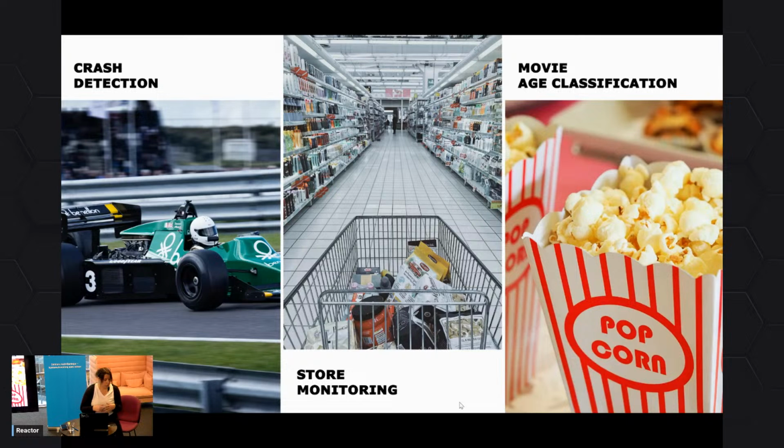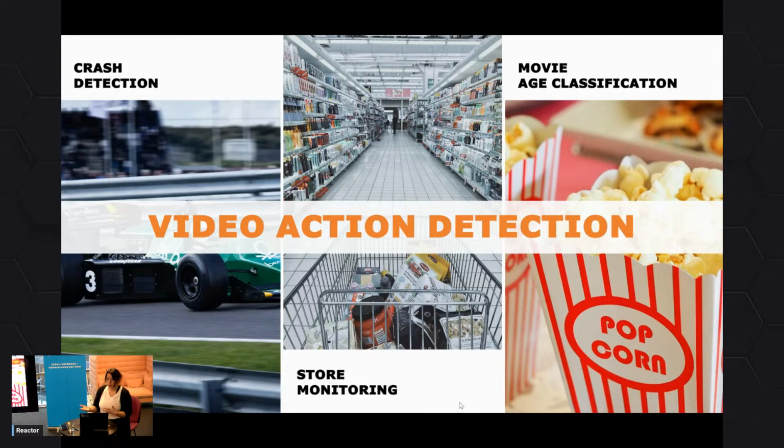Or store monitoring, where we worked with the store so that they could classify when theft was happening in the store, not necessarily for catching a thief, but for understanding how that looked and what they could do to reconfigure the store, putting different items in different locations and not have as much theft. Or age classification of movies, so figuring out where there was violence or sex or these kinds of things. So all of these fall under the umbrella of video action detection.